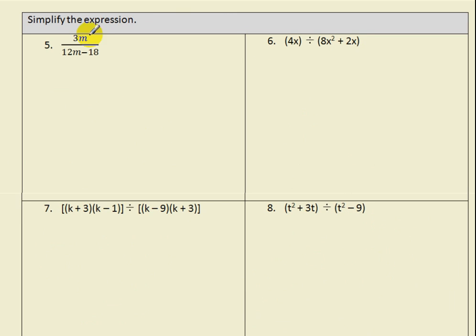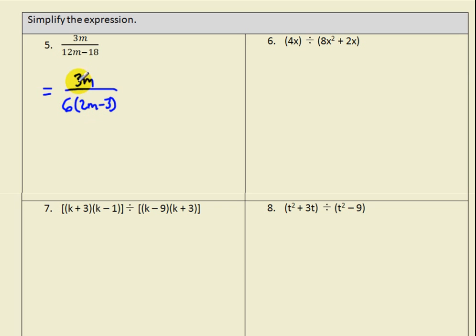Alright, next set of examples. Simplify the expression. So here we want to factor out whatever we can from the numerator, whatever we can from the denominator, and then see if we can cancel. So this is equal to 3m over, and from 12m and 18 we can factor out 6. That would be our greatest common factor. So we have 6 times 2m minus 3.